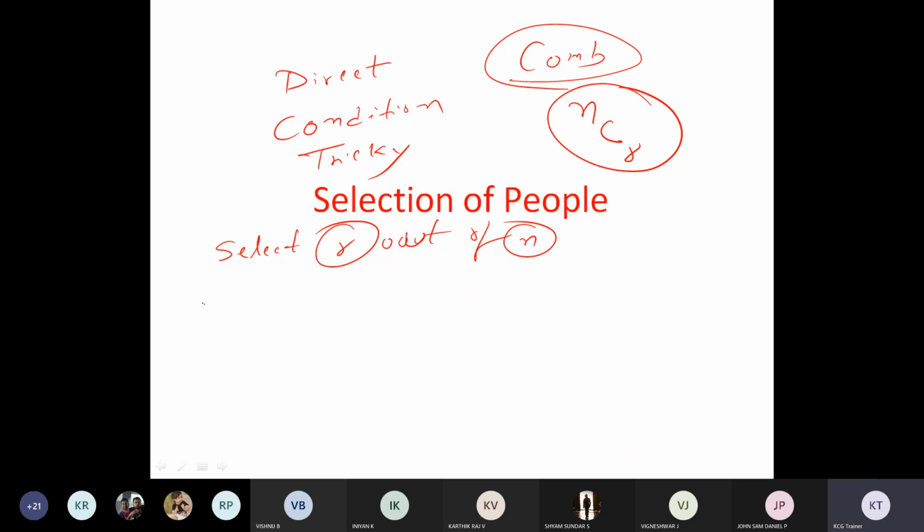And how is NCR given? NCR is given by N factorial divided by N minus R factorial, multiplied by R factorial. This is NCR.